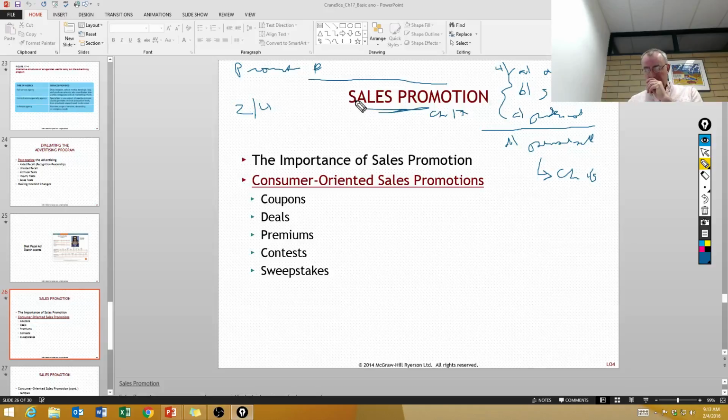Sales promotions can be used for both consumer products and industrial products, and we're going to look briefly at both. Sales promotions are selling tools that support advertising and personal selling. Sales promotions are not used on a standalone basis.